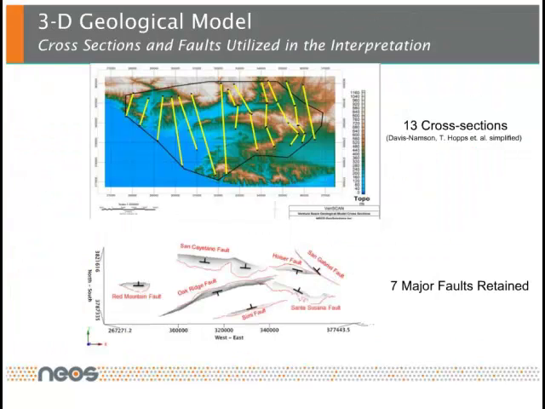To properly understand the regional structure of this tectonically active basin, NEOS generated a 3D volume of the four major producing units by creating the 13 cross-sections shown in yellow in the upper half of the slide. For simplicity, speed, and a regional view of the basin, the 7 major faults shown in the lower half of the slide were put into the model.